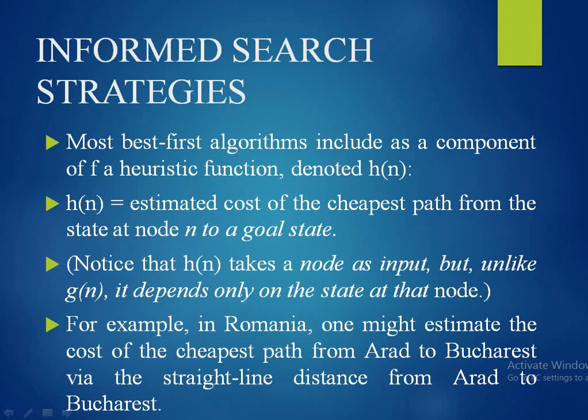We will consider one example here. In Romania, one might estimate the cost of the cheapest path from Arad to Bucharest via the straight line distance from Arad to Bucharest. So here the cost estimation is done with the help of the cheapest path, from Arad, which is our starting node, to Bucharest, which is our goal state. Straight line distance is calculated from Arad to Bucharest here, and out of that the cheapest path is selected.